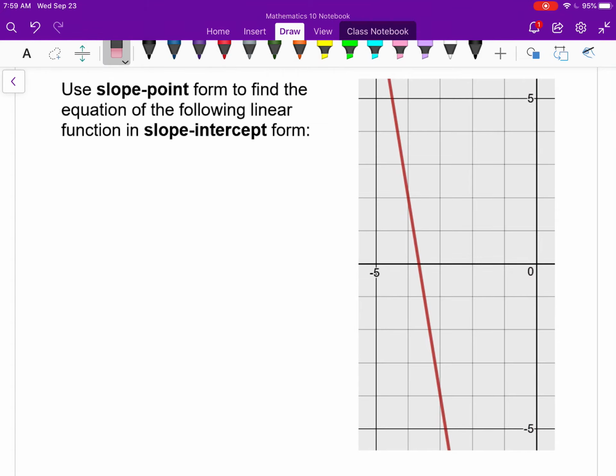Now, I'm not saying I can't figure it out, but I want to show you how I don't need to figure it out directly to put the equation in slope-intercept form. The first thing I want to do is write down the last thing I did in the previous page, which is write down the slope point formula, or slope point form.